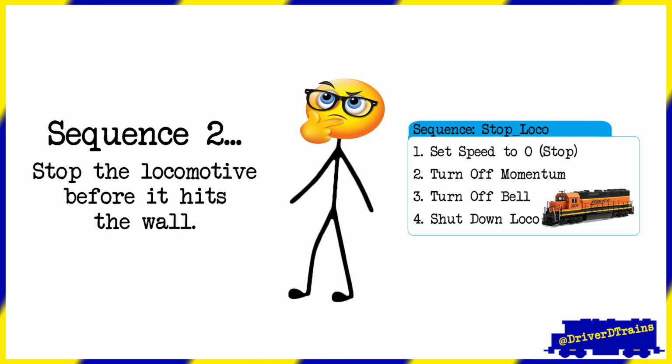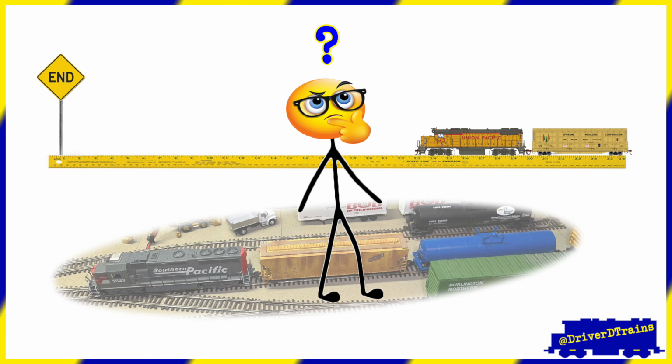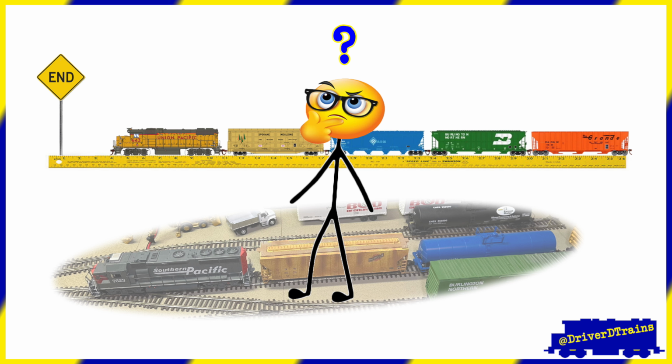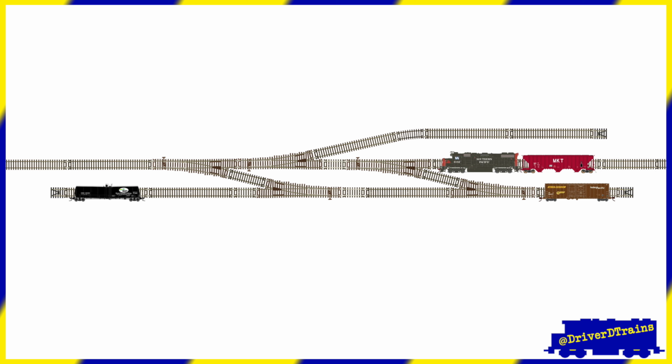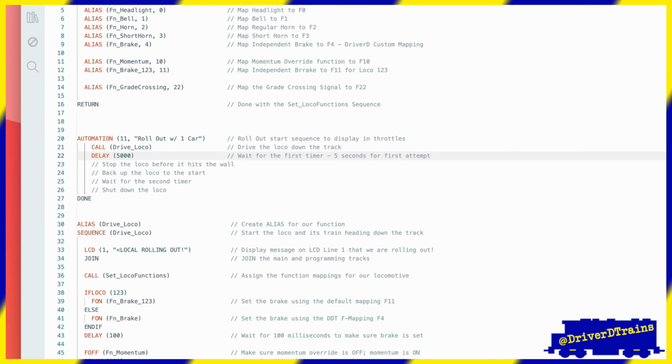Sequence 2. Stop the locomotive before it hits the wall. Before we work on our next sequence, we need to determine how long we want our locomotive to drive down the track before we stop the locomotive. This will be a matter of trial and error, and we will eventually need to do this for a locomotive pulling 1 car, 2 cars, 3 cars, and 4 cars. For now, though, let's just focus on 1 car.